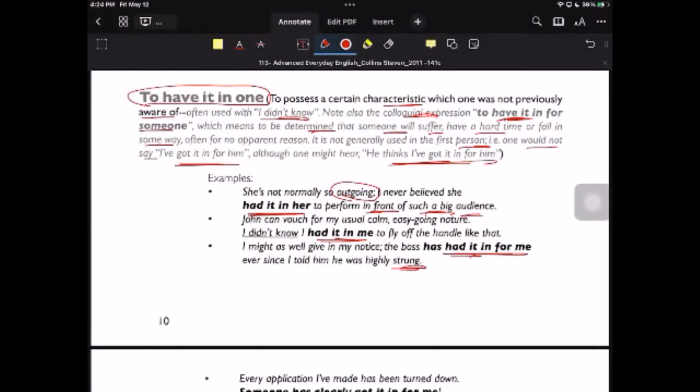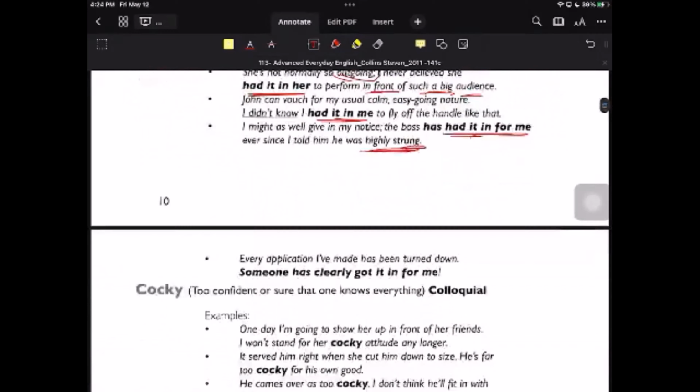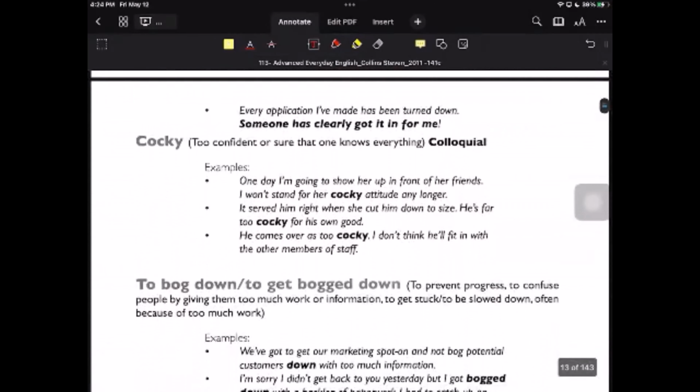So I might as well give in my notice. The boss has had it in for me. So it means here to be determined that someone will suffer and have a harder time, or fail in some way, for no apparent reason. Ever since I told him he was really strong, or highly strong. Okay, so yeah, the boss has it in for him.